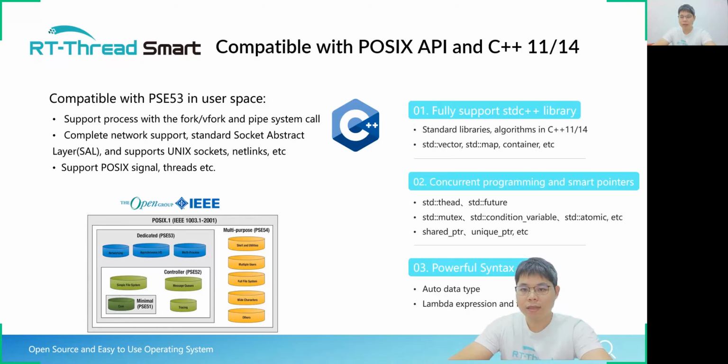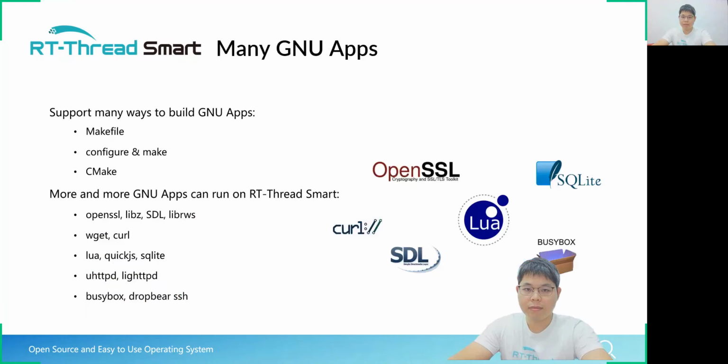including the C++11 standards with the parallel programming and powerful syntax. Currently, RT-Thread Smart supports many GNU apps with complete POSIX API and C++ support.